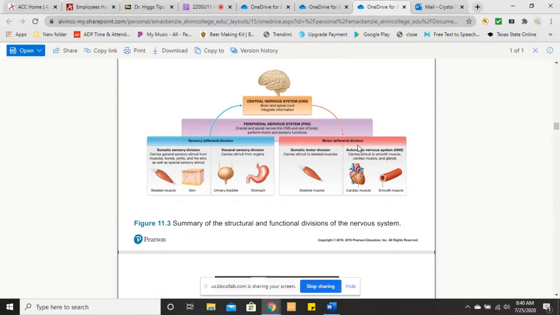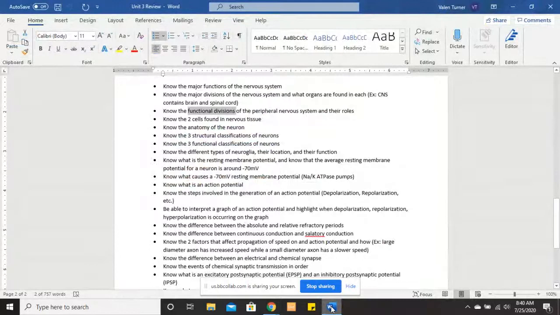And then there's the movement. There's a motor division. Again, think you've got different muscle tissues, some you control and some you don't. When it comes to skeletal muscle tissue, the voluntary one, that's somatic motor. But the involuntary ones, cardiac muscle tissue, smooth muscle tissue, and also glands, that's autonomic. You don't control this system, and you don't control these tissues in this system. So those are the functional breakdowns of your peripheral nervous system.